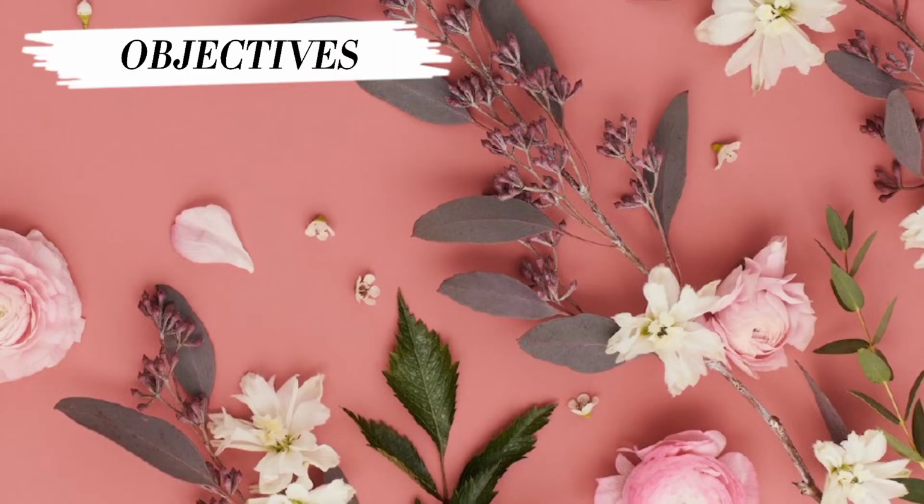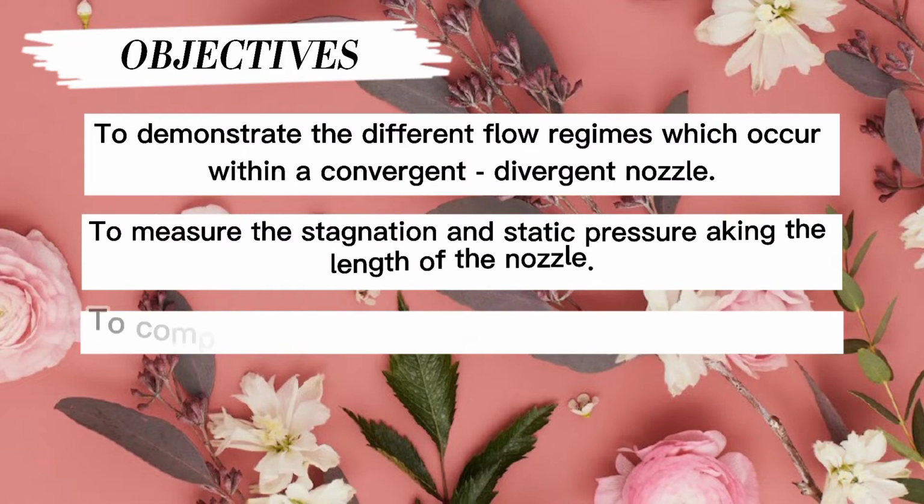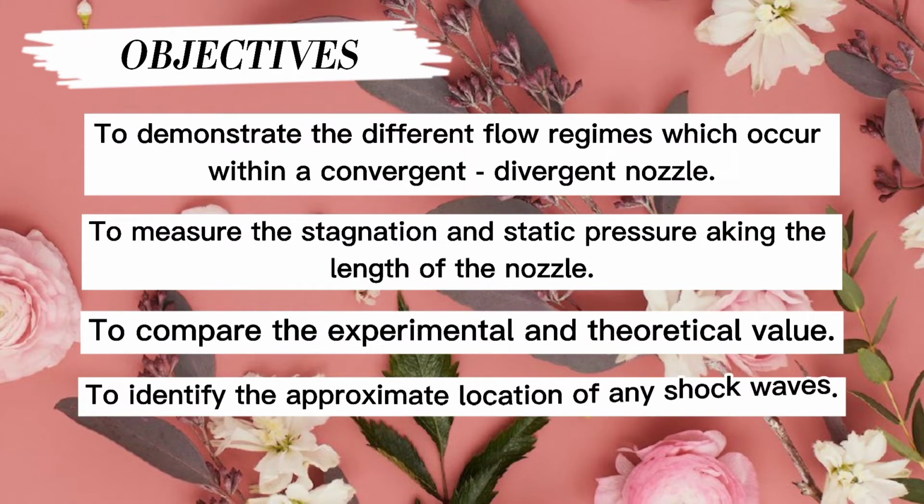The objectives of this experiment are to demonstrate the different flow regimes which occur within a convergent-divergent nozzle. Secondly, to measure the stagnation and static pressure along the length of the nozzle. Thirdly, to compare the experimental and theoretical values. And lastly, to identify the approximate location of any shock waves.